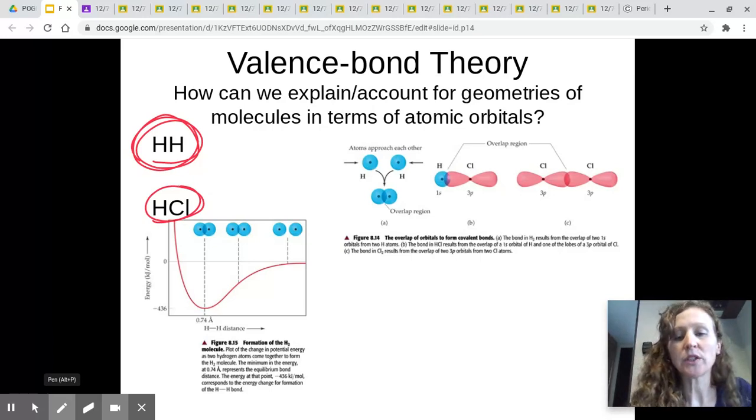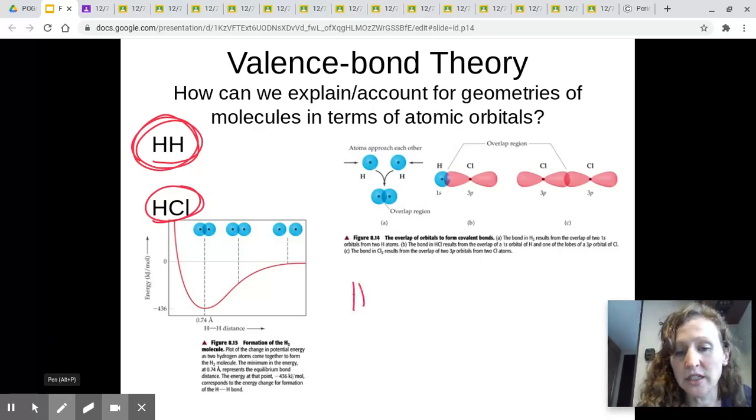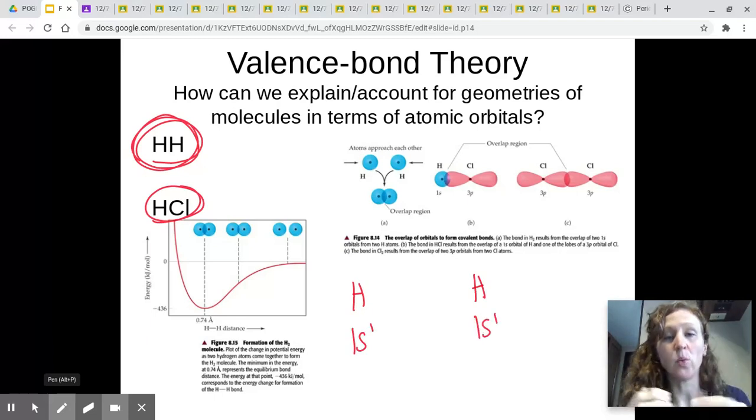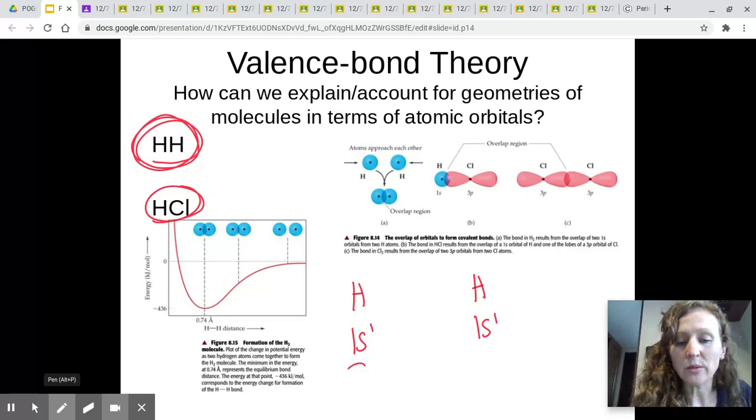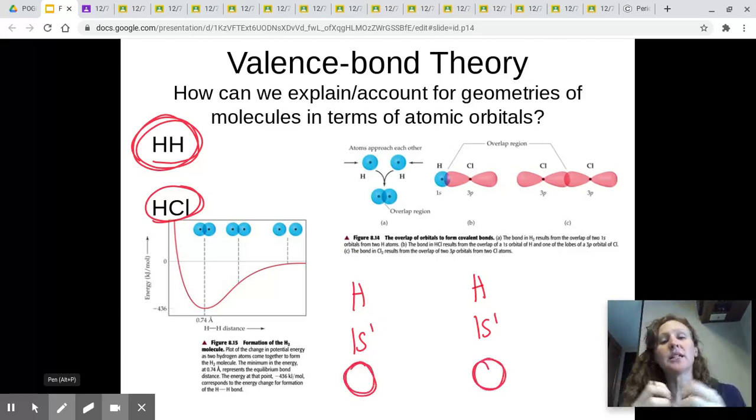First of all, we're going to look at each hydrogen and the atomic orbitals for each of these hydrogens. Each hydrogen contains one electron, and that one electron is going to be found in the 1s orbital. The 1s orbital is going to be a sphere. It's going to be a small sphere, right?